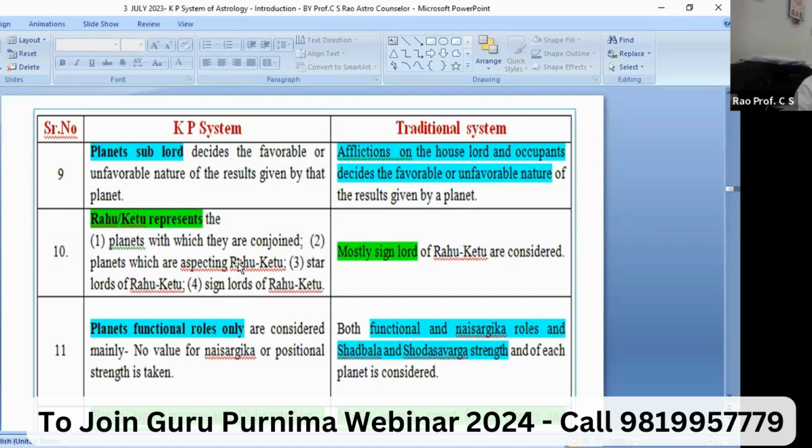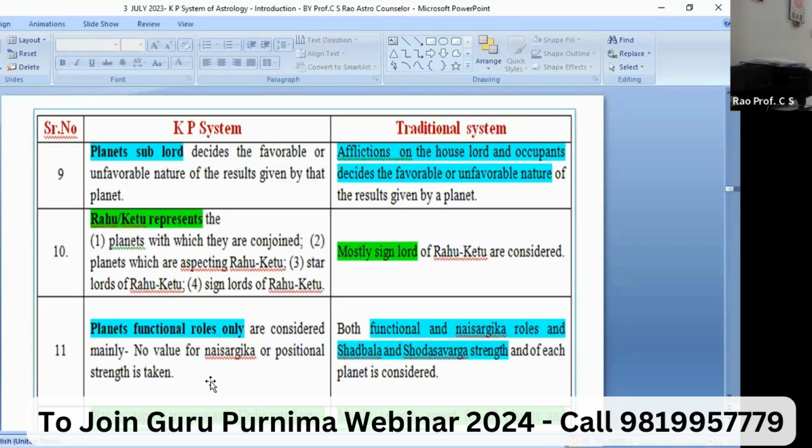Next, and the most important point in KP system, is that only the functional roles of the planets are taken into consideration. We do not consider the Naisargika position or positional strength of the planets. What is functional role? Every planet has a Naisargika and a functional, Tatkala. Tatkala means functional, that is lordship, ownership, and occupation. Suppose Jupiter is there for Tula Lagna, as the sixth lord, he is a malefic, Papi. Jupiter is a Naisargika Subha, a naturally good planet, but for Tula Lagna he is a functional Papi.